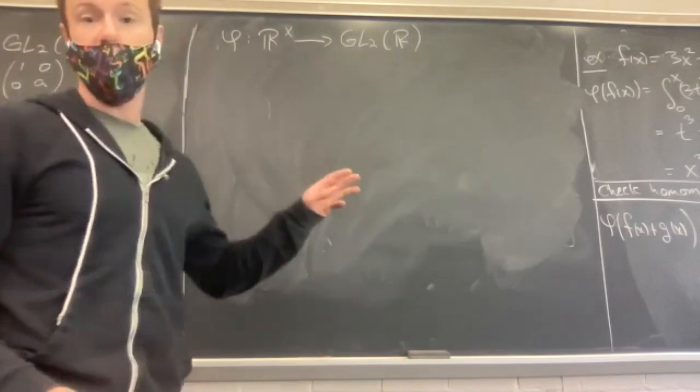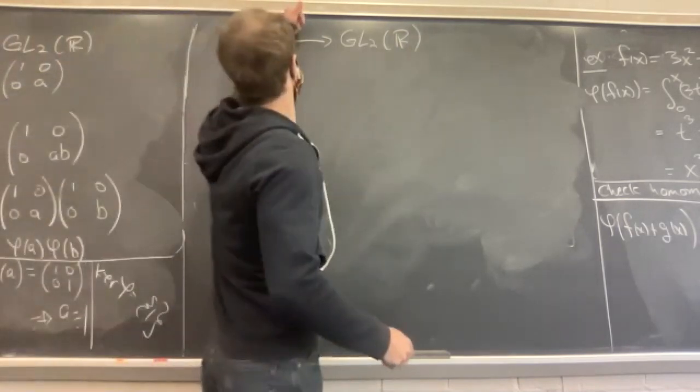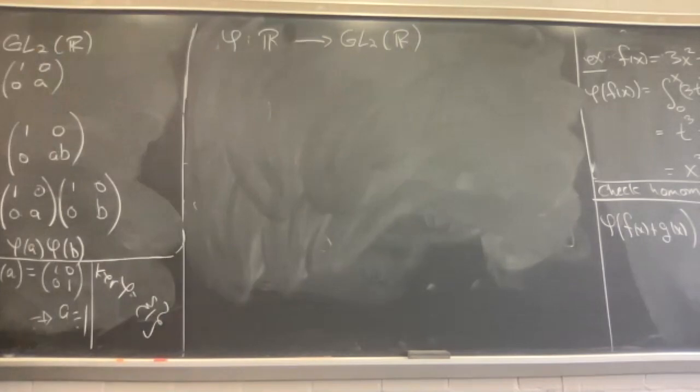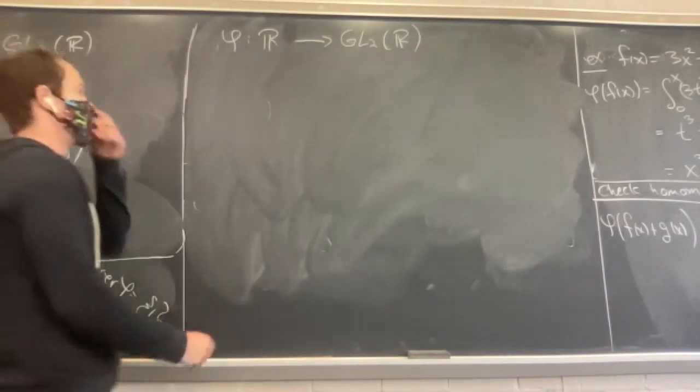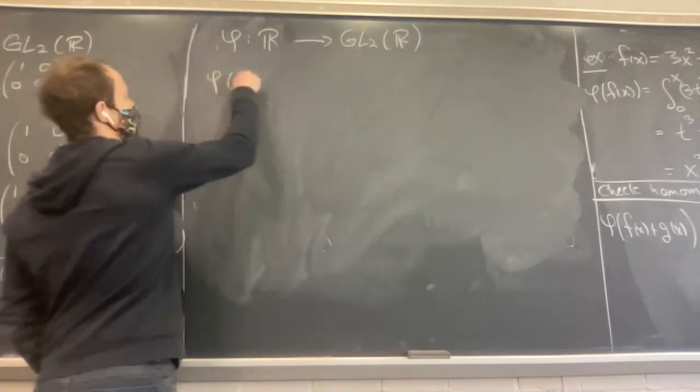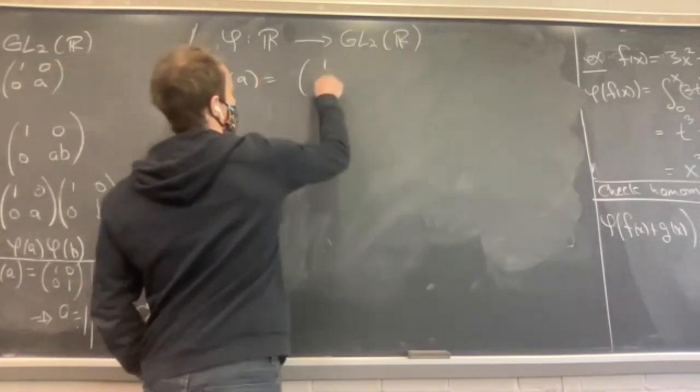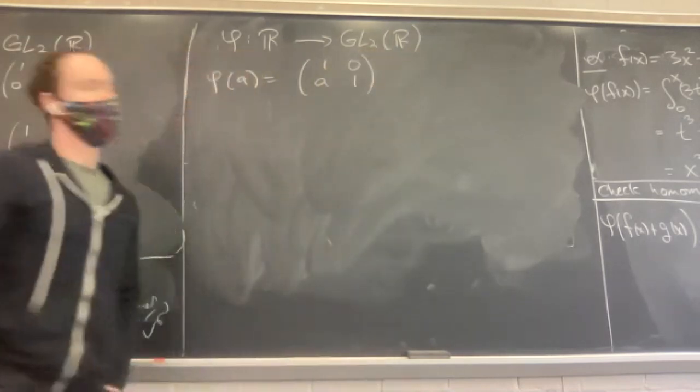Oh, yeah, good point. Thanks so much. Great, thank you. So it's an additive group of real numbers to GL2. And what happens is that we send A to 1, A, 0, 1.